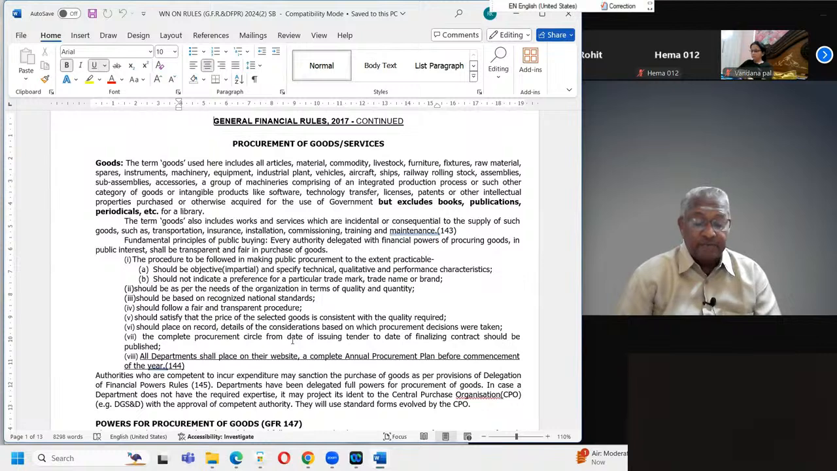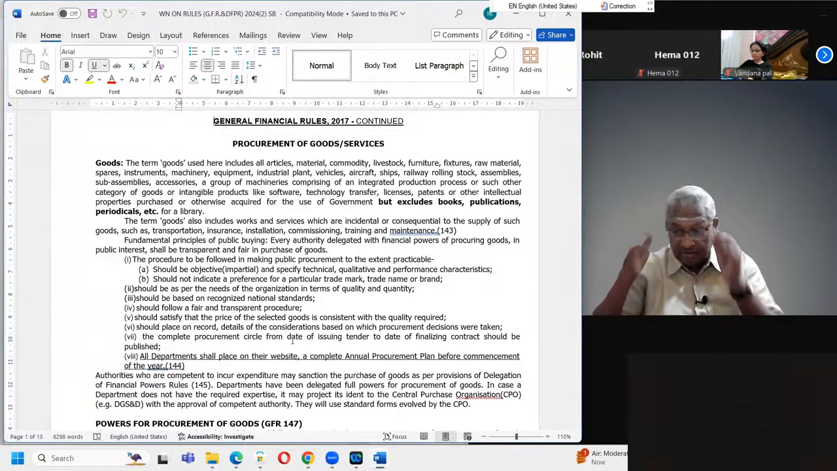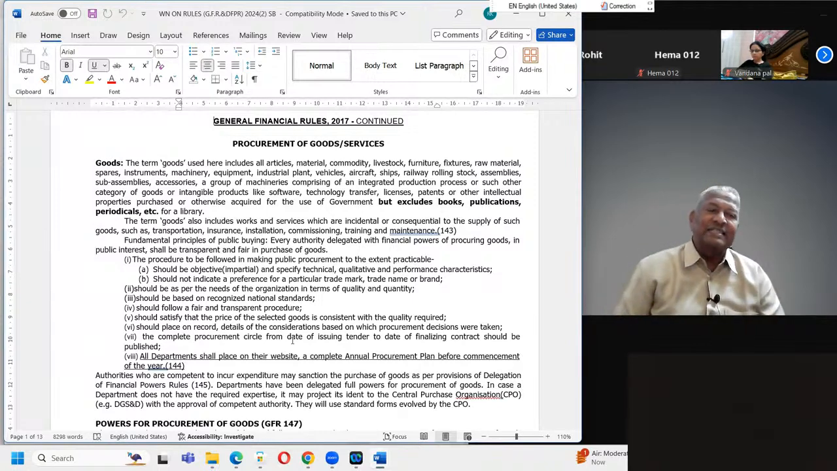Then fundamental principles of public buying. बेसिक चीज जो देखना है परचेस करने पर, वो क्या है? Every authority delegated with financial powers of procuring goods in public interest shall be transparent and fair in purchase of goods. ट्रांसपेरेंसी के बारे में मोदी साहब गवर्नमेंट आने के बाद बहुत कुछ बोला जाता है.